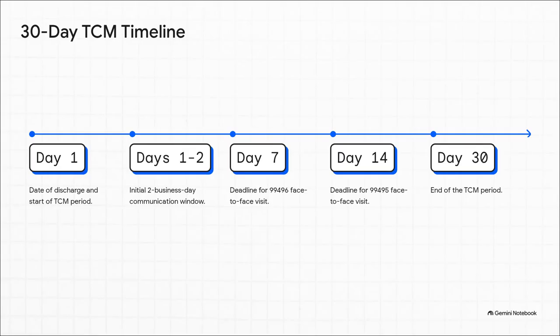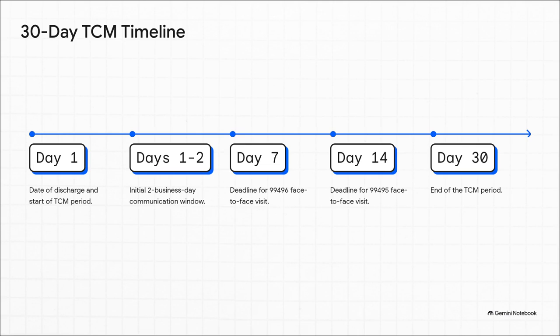Let's treat this like a ticking clock over a 30-day timeline. The period commences exactly on the date of discharge, that's day 1, and it continues for the next 29 days. Within the first 2 business days, you must initiate that interactive communication. By day 7, if you're targeting 99496, that face-to-face visit has to be completed. For 99495, you have until day 14. And remember, across this entire 30-day period, only a single billable TCM service can be reported.